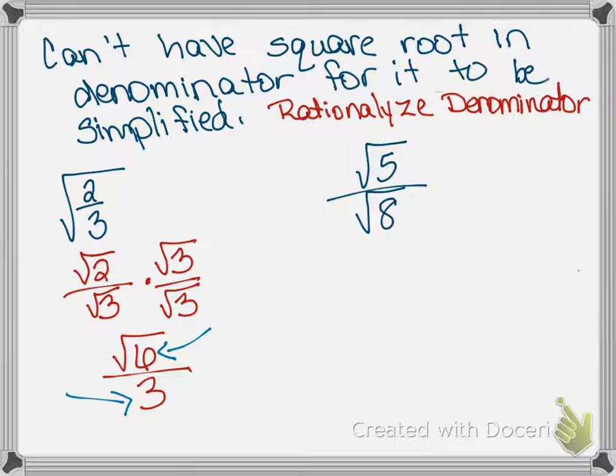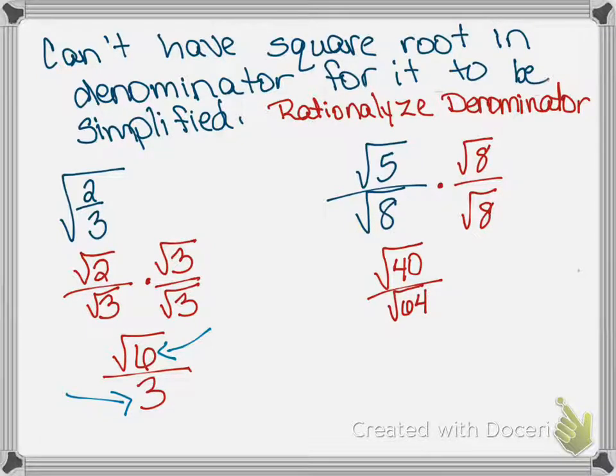Okay. So now we've got the square root of 5 over the square root of 8. I am going to multiply by what's in my denominator, the square root of 8 over the square root of 8. So in the numerator, I'm going to have the square root of 40, and in the denominator, I'm going to have the square root of 64. Now, the square root of 64 is 8. We know that.